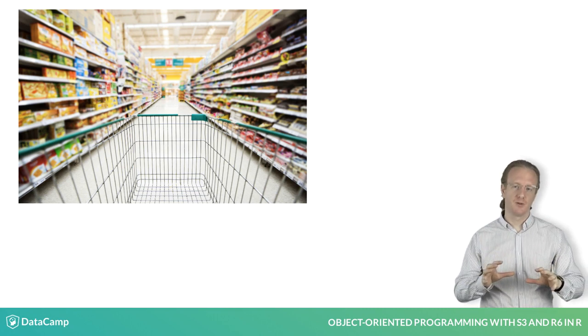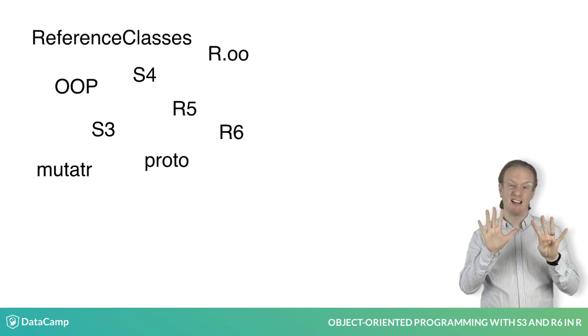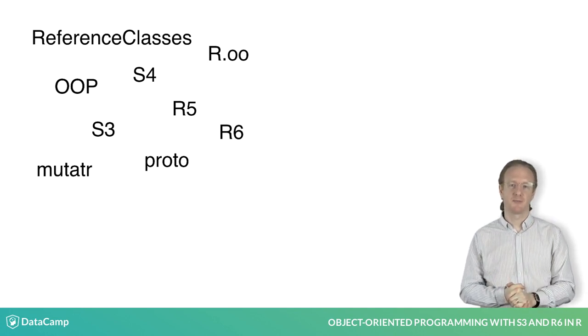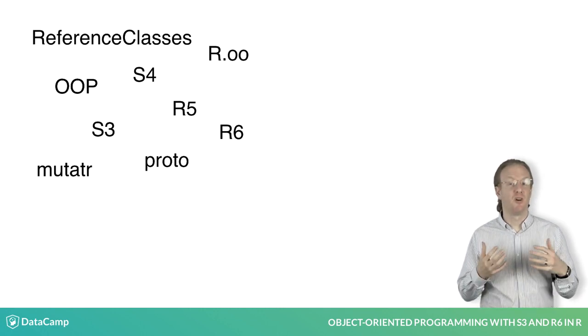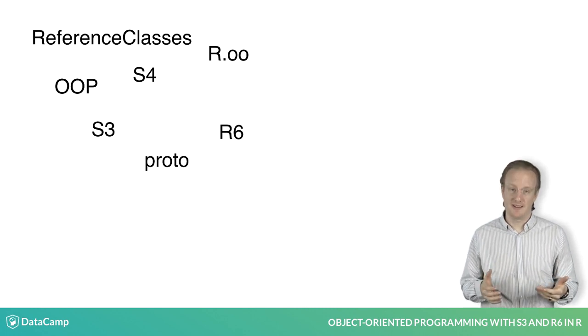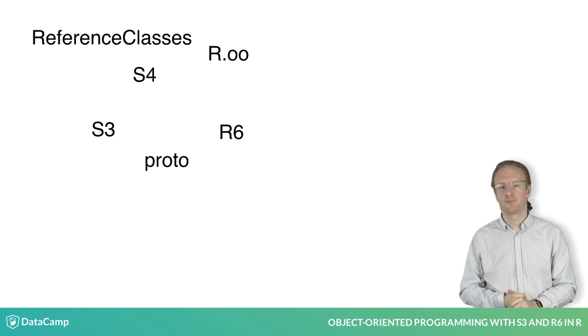In the case of object-oriented programming, there are 9 different options, so let's take a moment to work out which of these you might want to spend time learning. R5 and mutatr were both experimental systems that never made it into real-world use before being abandoned. It's almost impossible to use these even if you wanted to. Oop is defunct and no longer available. Cross that off your list.